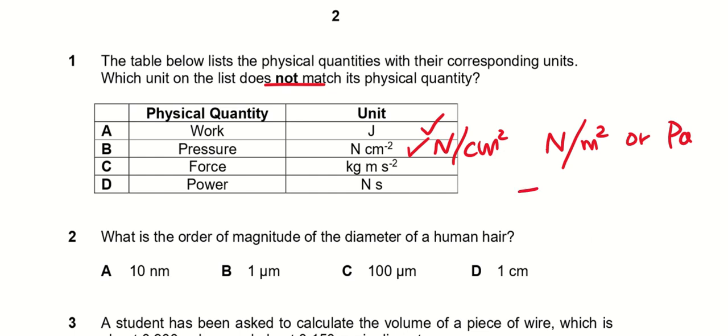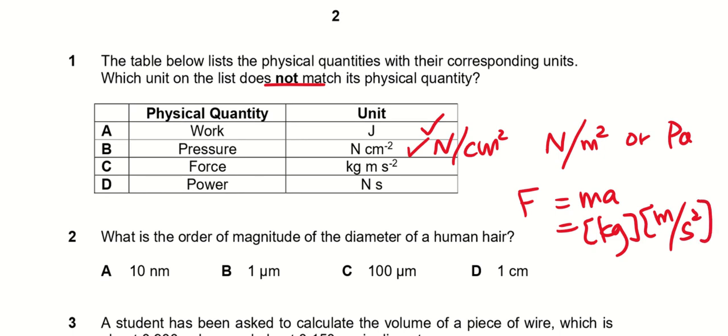I'll go through force. Force is actually F equals ma. Then it is a derived quantity because it is made out of mass times acceleration. So the unit for mass is kg. The unit for acceleration is meter per second square. And do we have this? Yes, we have this.